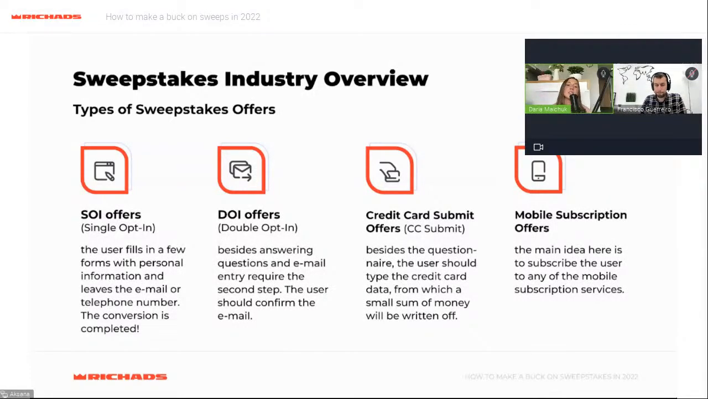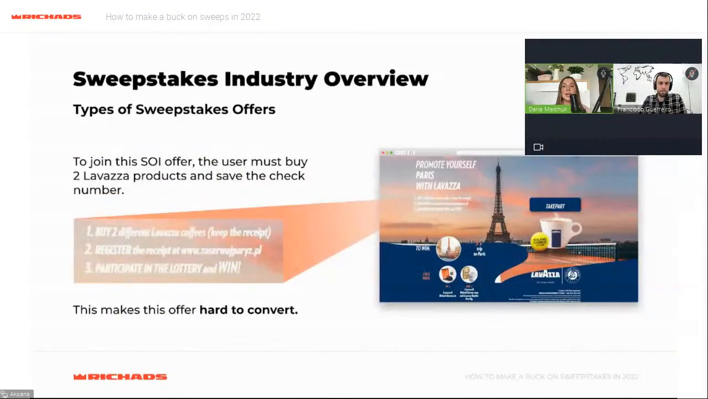Let's have a look at an example of an SOI offer. Despite its simplicity, it has some challenging moments. The first one is that the user should buy some products and type their check number before they can join. It can take some time and hamper conversions. The second thing is that the period before making a conversion may become very long, and you will wait for the payout longer.